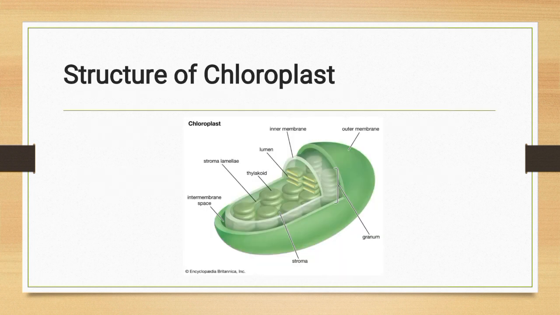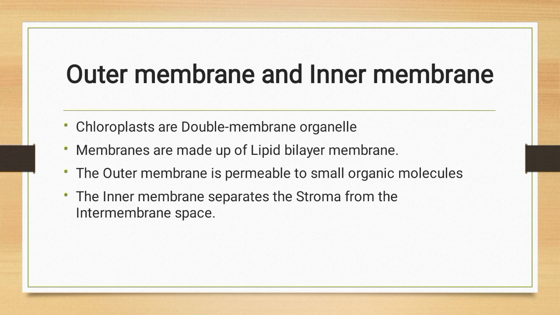The next is the structure of the chloroplast. The parts of the chloroplast are outer membrane, granum, stroma, thylakoid, intermembrane space, and inner membrane. First, we see the outer and inner membrane of the chloroplast. Chloroplasts are double membrane organelles with the presence of an outer membrane and an inner membrane.